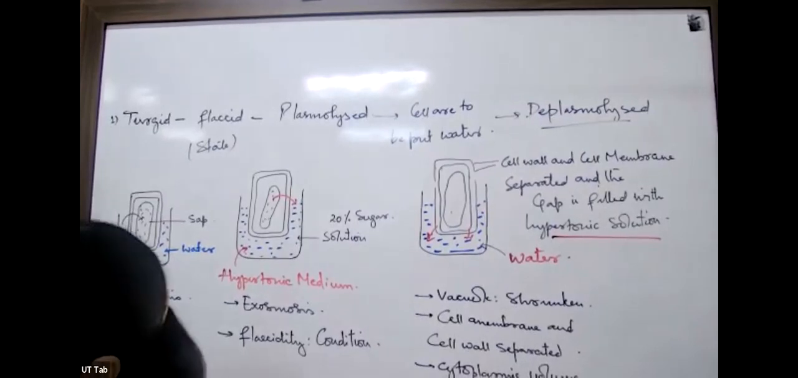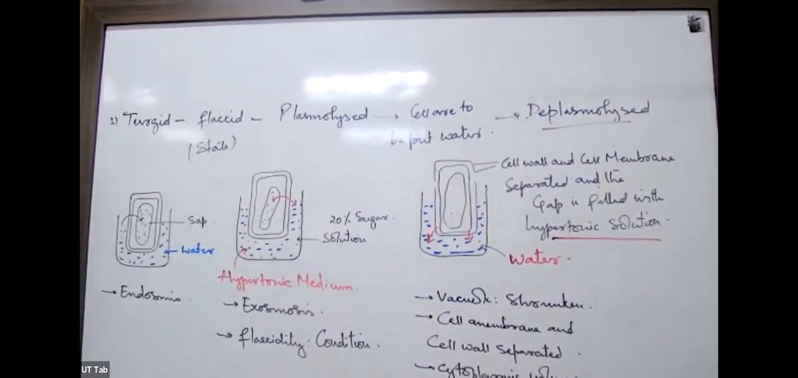What are the other conditions? By applying fertilizers in the farmland, excessive fertilizer, and the amount of water much lesser, irrigation less. Is that a reason for the plasmolysis of the crops? Yes, that also.